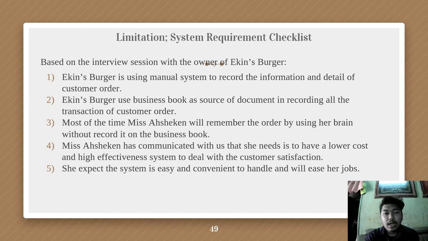For the limitation of the system requirement checklist, based on the interview session with the owner of Eating Burger, we can conclude that Eating Burger is using a manual system to record the information and details of customer orders. Number 2, Eating Burger uses a business book as a source of document in recording all the transactions and customer orders. And number 3, most of the time, Miss Asiki will remember the order using her brain without recording it into the business book.